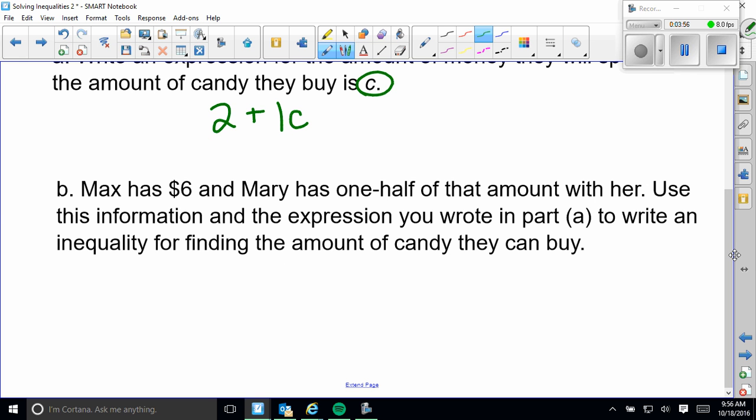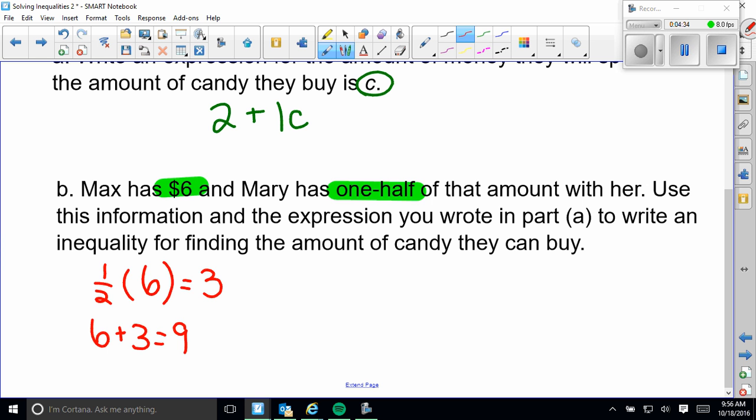Then if we look down here, we want to go ahead and write an expression which has an equal or an inequality sign. So Max has $6 and Mary has 1/2 of that amount with her. So let's first figure out that. If Max has $6 and Mary has 1/2 of that, well, what is 1/2 of 6? Hopefully you figured out that that's 3. So together, they have the $6, which Max has, plus the $3 that Mary has. So they have a total of $9 together.